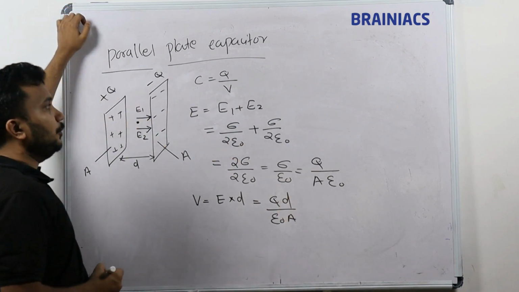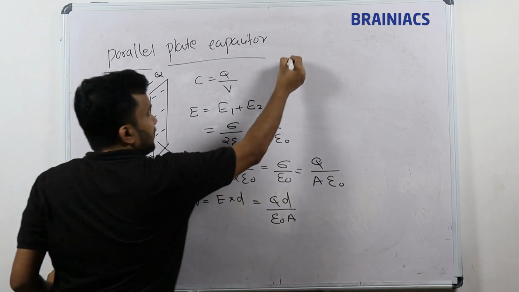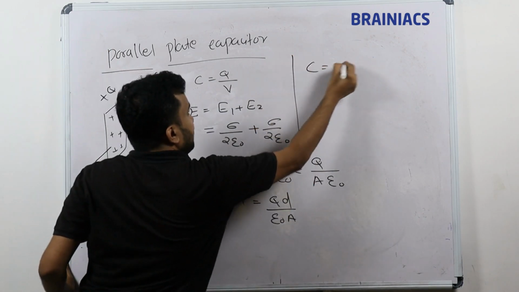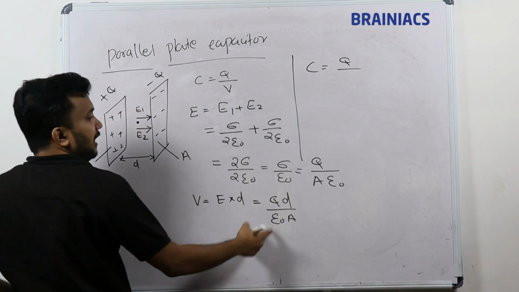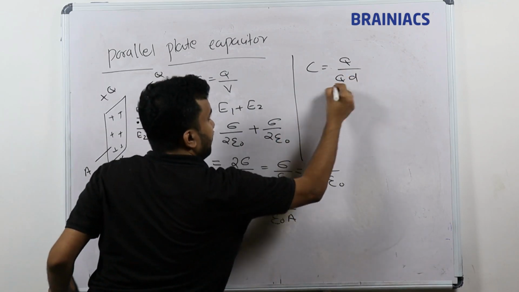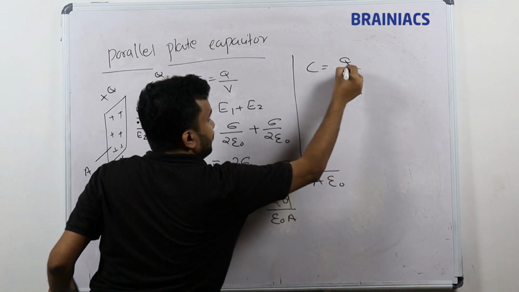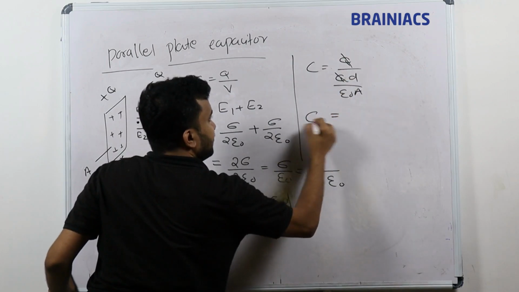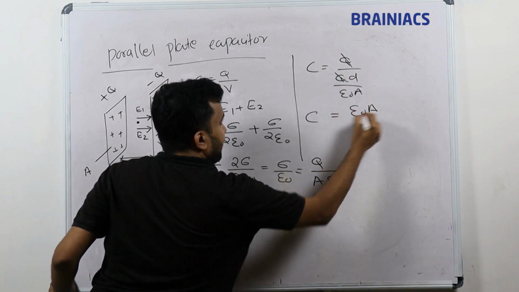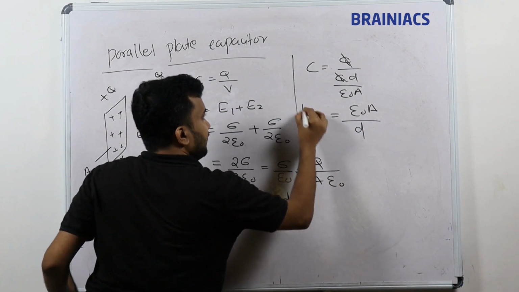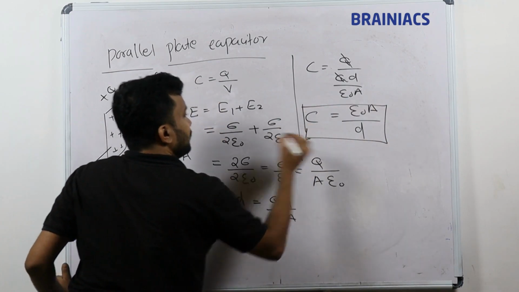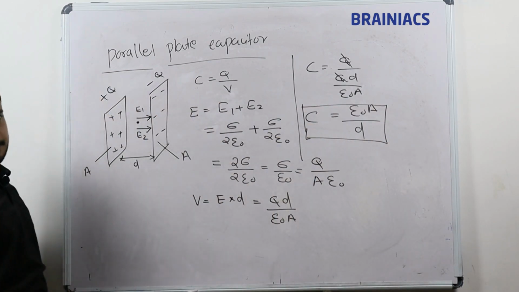Now we are going to find the value of capacitance by substituting. C equals Q by V, substituting the value, Q d by epsilon 0 A. So Q gets cancelled, and we get C equal to epsilon 0 A by d. This is the equation for the capacitance of a parallel plate capacitor.